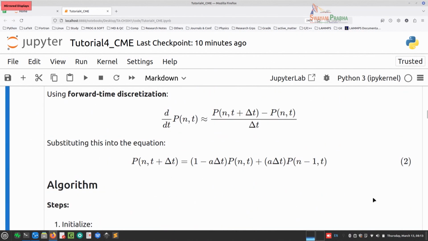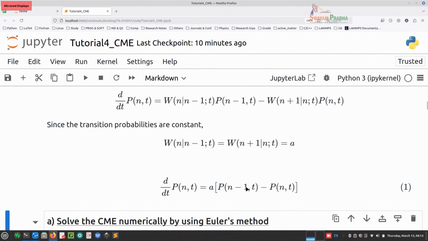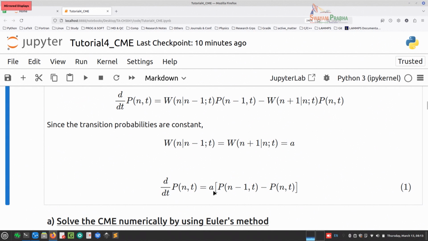write the chemical master equation, you will get dP/dt is equal to some constant a, that is the rate of jump per unit time, times P(n-1, t) minus P(n, t). So this is a very simple equation. So we can actually apply a simple Euler's kind of method to numerically solve it.